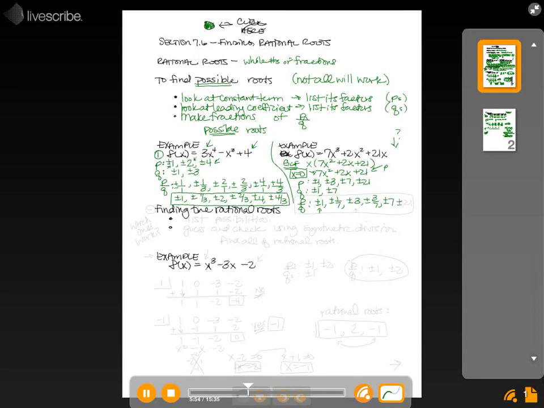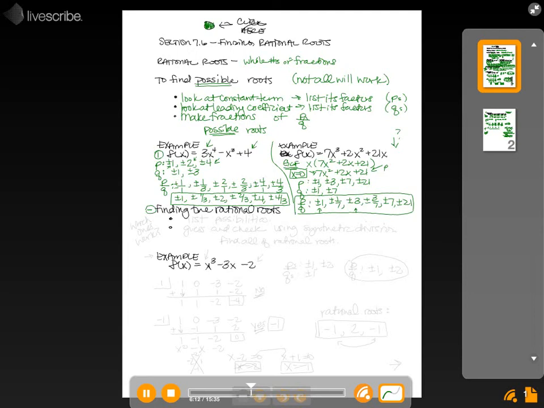21 over 1, which is plus and minus 21. And then 21 over 7, which goes to 3, when 3 is already listed. So if there are duplicates, we don't need to list them twice. And there's our list of possible rational roots. Now the next thing we're going to do is actually find those roots.